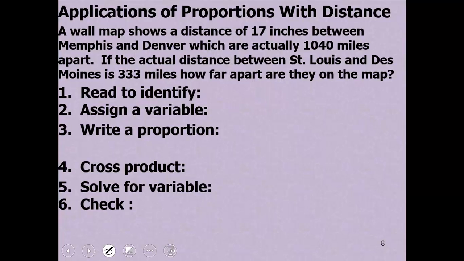A wall map shows a distance of 17 inches between Memphis and Denver, which are actually 1,040 miles apart. If the actual distance between St. Louis and Des Moines is 333, how far apart are they on the map? What are we looking for? We're looking for distance on the map. That's inches. Map distance. So that's what X is going to be. Inches.